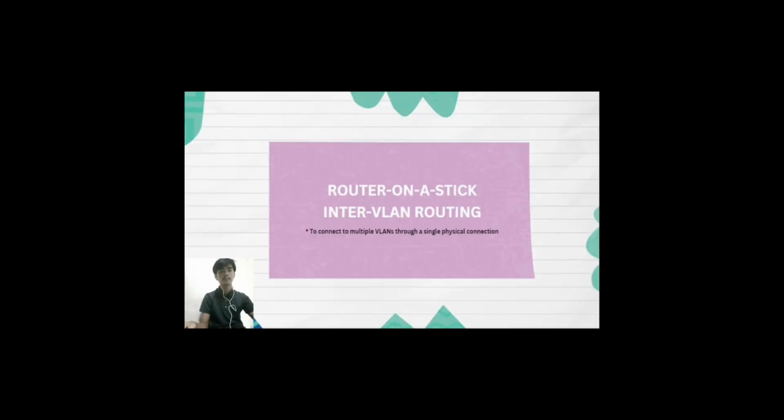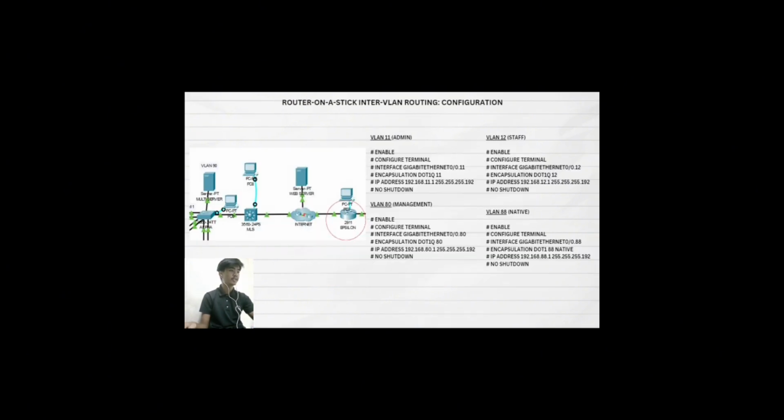01DDT23F1187 and today I'm going to explain about router on a stick inter-VLAN routing and inter-VLAN routing using layer 3 switch. Right now I'm going to start with router on a stick inter-VLAN routing. The main purpose of router on a stick inter-VLAN routing is to connect multiple VLANs through a single physical connection. Now let's take a look at its config.